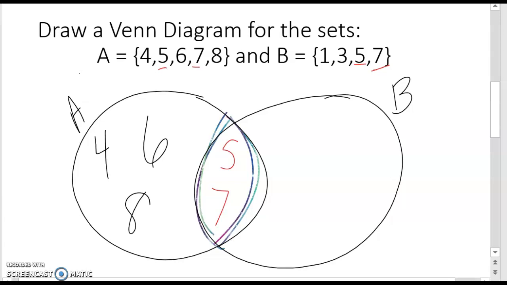Same concept in set B. We know that we have the numbers 1 and 3 in addition to 5 and 7 in set B, and therefore that will just be in that part by itself. But 5 and 7, because 5 and 7 exist in both set A and in set B, must be in that overlap part. All right, so let's move on to the next question.